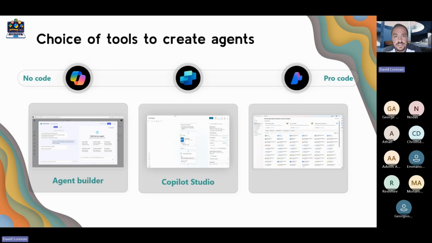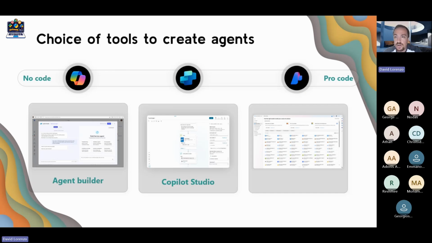We also have, in the middle, Copilot Studio, which is the next level. We have more flexibility of the orchestration engine. We can connect more tools, more actions, more knowledge sources, but of course we will have to make more development effort in order to create that agent. We will use this today.